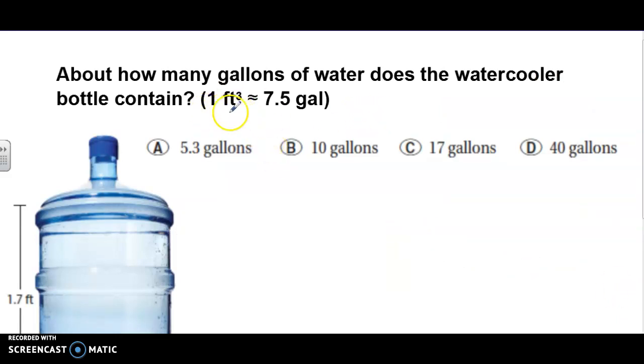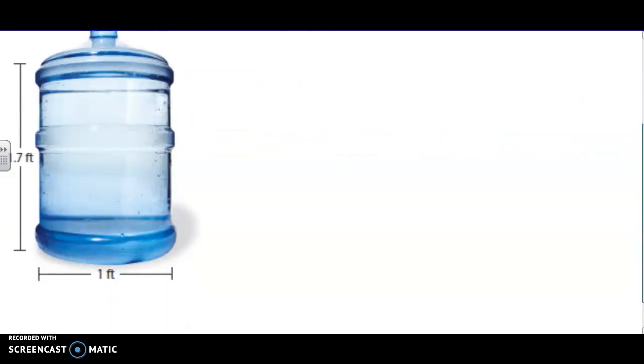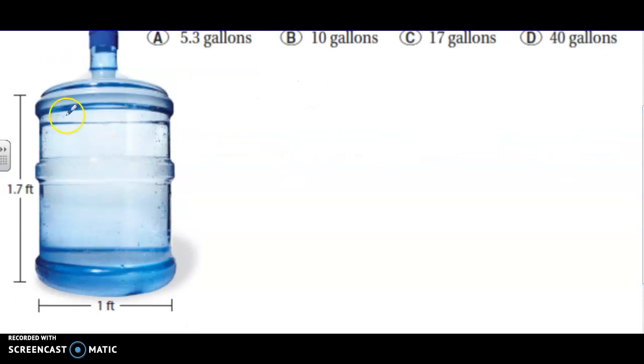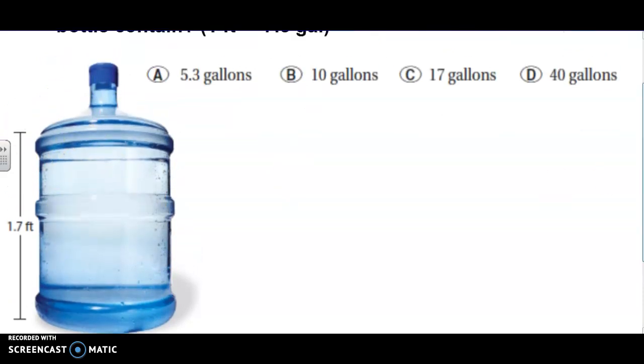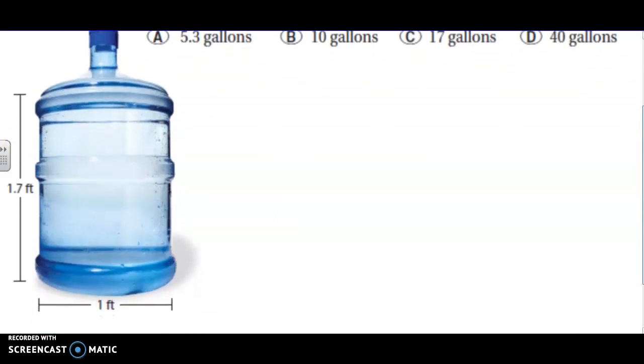So if you look at this one, it says about how many gallons of water does the water cooler bottle contain? It says 1 cubic foot equals about 7.5 gallons. So let's take a look at the water cooler. Well, it looks like where the water is being stored, it looks like a cylinder. It's an approximation, and that's why they're approximating everything here. This isn't an exact science, but first we need to find out, well, what is the volume of this? So they're giving me the distance from here to here, that's 1 foot, and then they're giving me the distance from here to here, that's 1.7 feet.